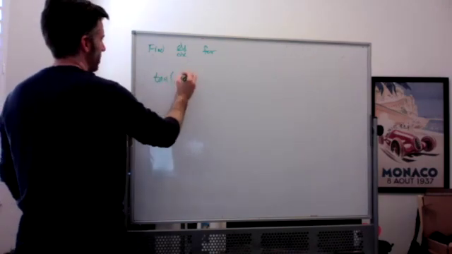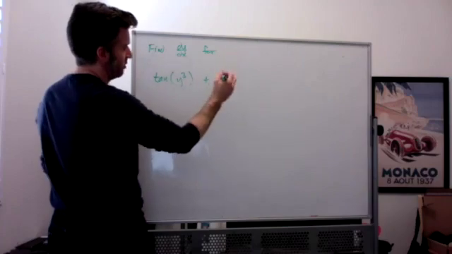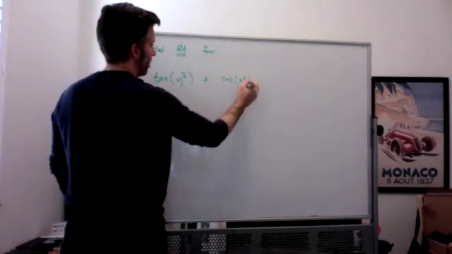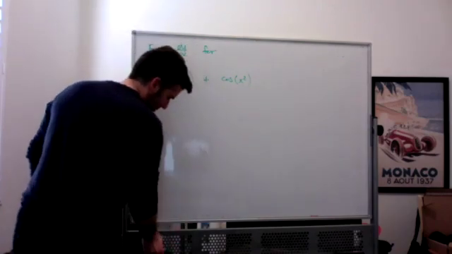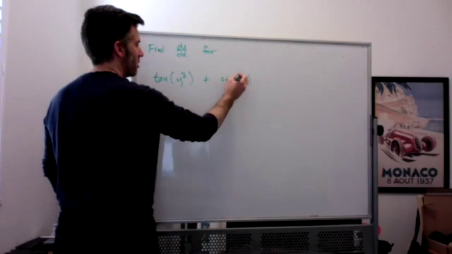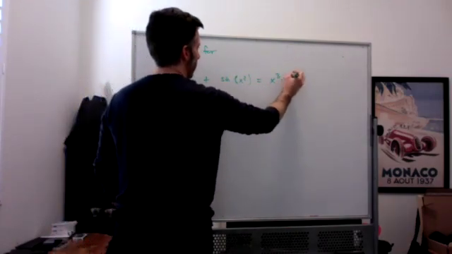Tangent of y cubed plus, I don't want to be too awful, sine of x squared, equal to x cubed y to the fourth.